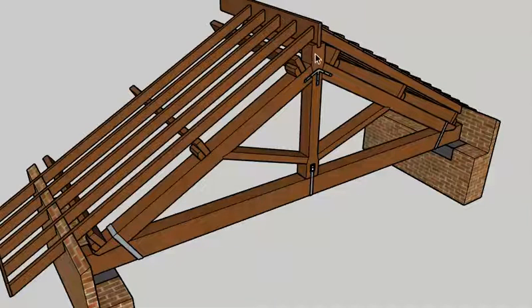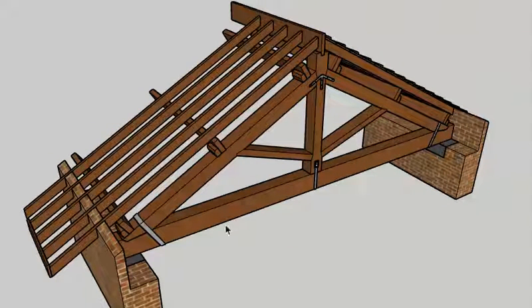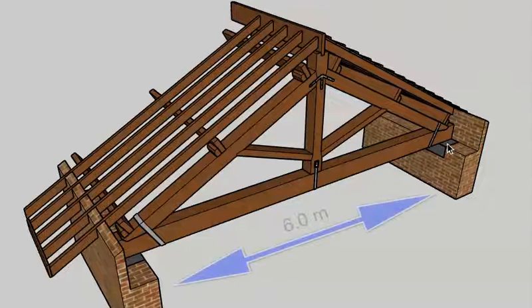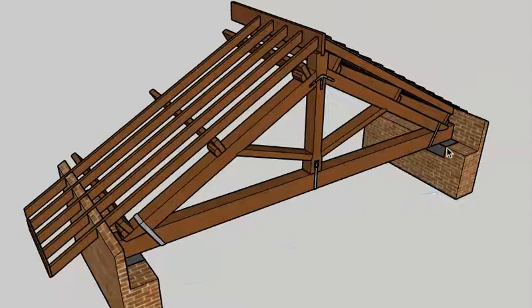Now what is the advantage of having a king post truss? So one of the major advantages of king post roof is that this particular truss can span a distance of about 6 meters. So this can be used to span rooms which are of a larger size than that used for couple roof, closed couple roof, collar roof and so on.